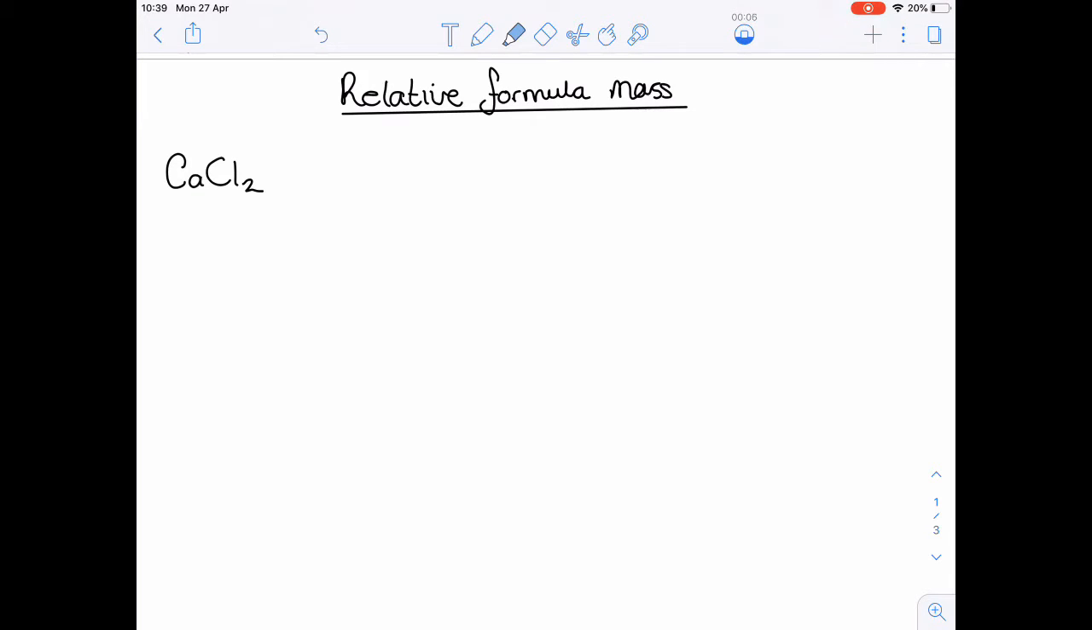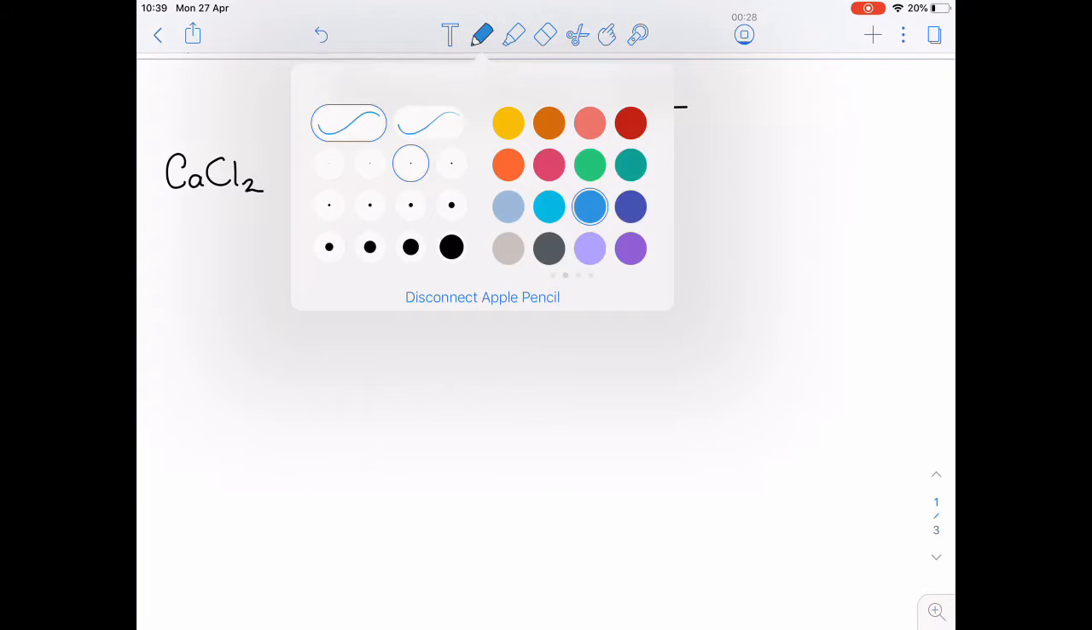Okay, hello. Today's video is on relative formula mass. So we're going to start off with CaCl2. And the first thing I want us to look at is how many atoms of each element we have. So how many Cas are there and how many Cls are there, and what are these numbers? Now we'll have looked at this a little bit before, but I just want to go through it again.